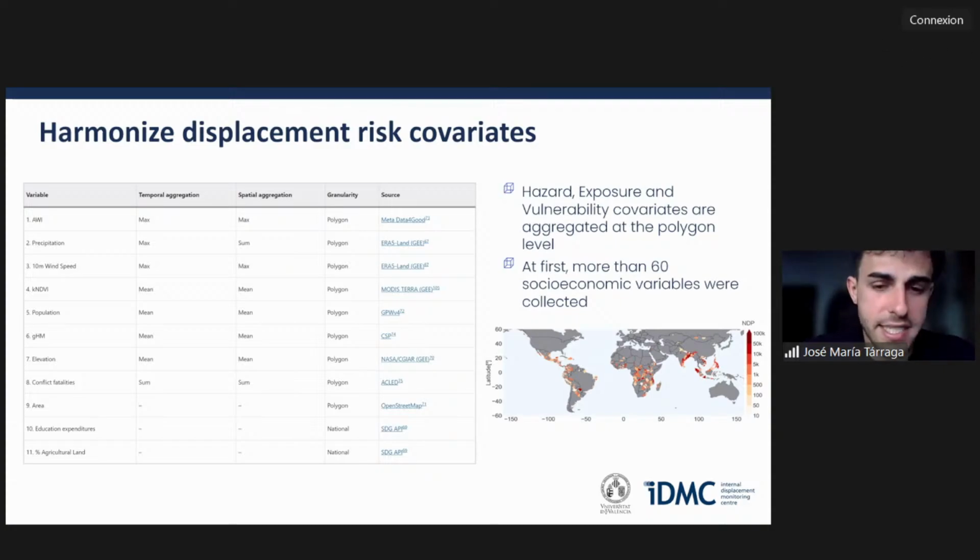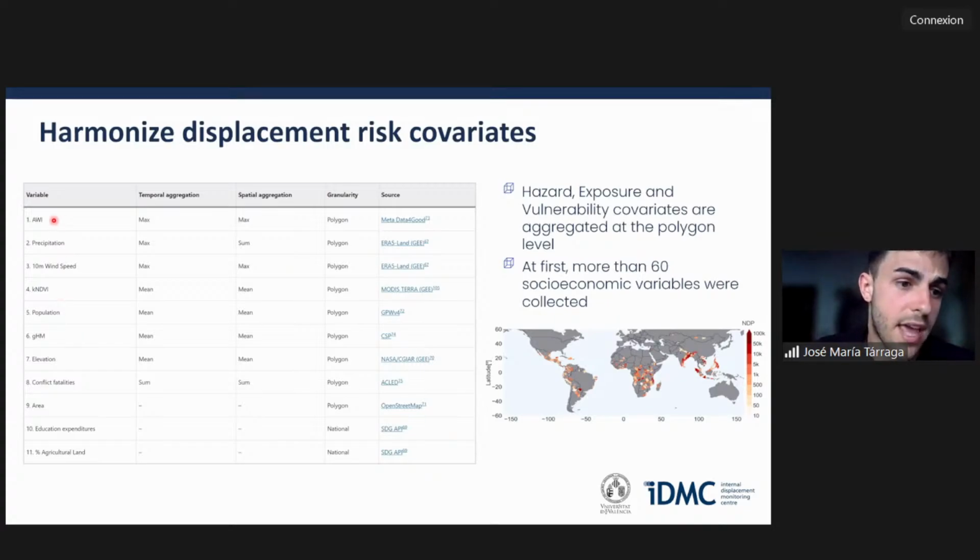First of all, we selected around 60 socioeconomic variables, and we collected those, and then we discarded some based on correlation tests or redundant information. We also tried to account for the sufficiency hypothesis: all the relevant drivers had to be included in the analysis. Then we built this list of variables and harmonized hazard, exposure, and vulnerability covariates.